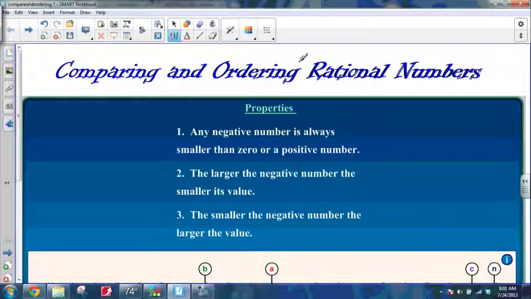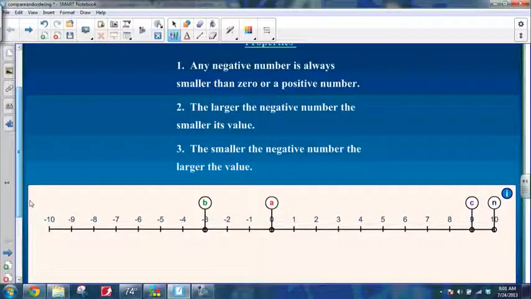And welcome to the video Comparing and Ordering Rational Numbers. The comparing and ordering of rational numbers is a comparison of a number's value to determine or distinguish if it is smaller, larger, or equivalent to other numbers that might be written in different forms. There are three main properties that we're going to illustrate on the number line as they are read. So let's get started.